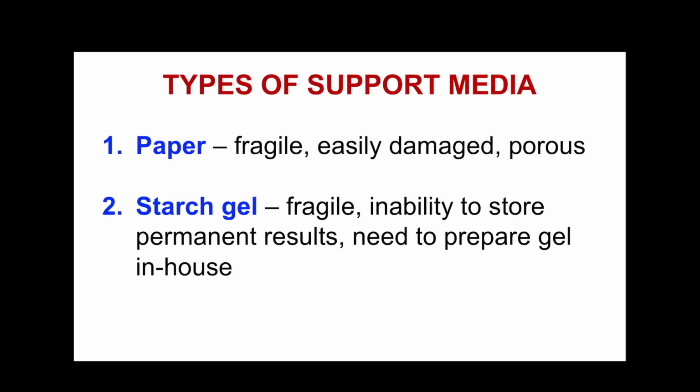For the types of support media, first we have the paper. So this is commonly used before. However, it offers a lot of disadvantages. So it's fragile, easily damaged, and porous. That's why it's replaced by other support media which are more stable. Next, starch gel. So this is also fragile. There's an inability to store permanent results, so it will be hard to retrieve old specimens or old records of patients, and the gel needs to be prepared in-house. So it's a bit laborious to use this one.